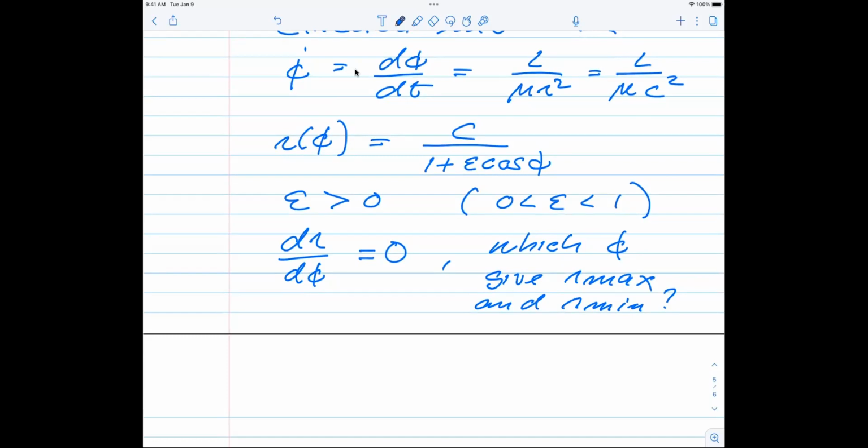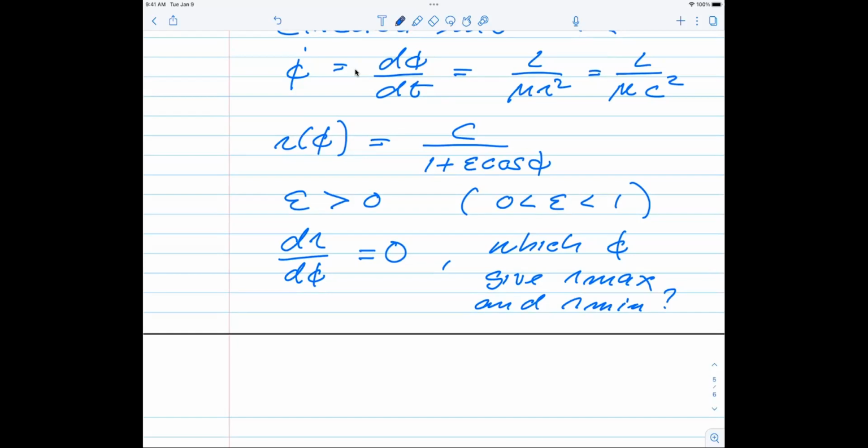Perfect. 0 and pi are the values which give you the minimum and the maximum. And you can see that if you have a cosine of phi and you put that to 0, that's going to give you 1 plus epsilon. If you put it to pi, it's going to give you 1 minus epsilon. And 1 minus epsilon is going to be a smaller value, so that will give you the maximum value of r.